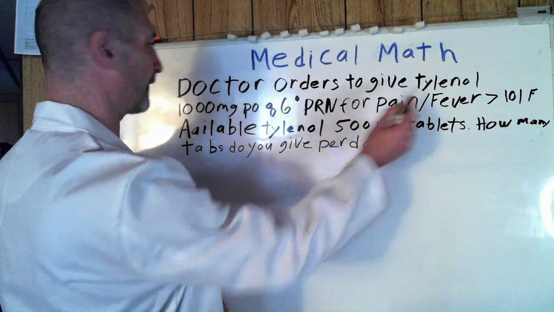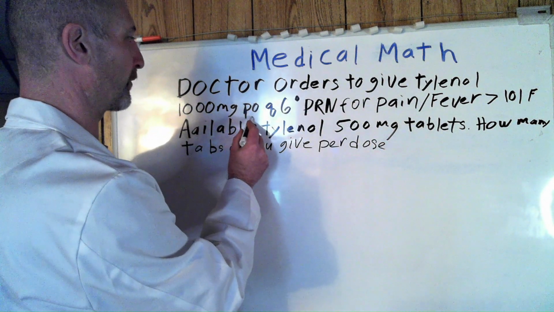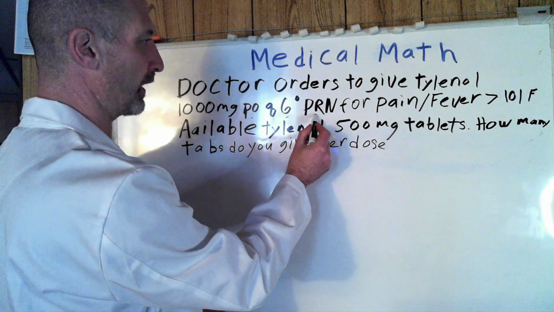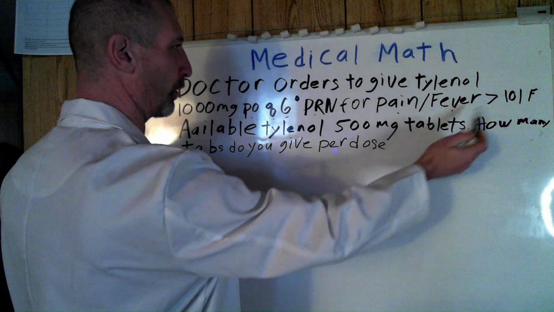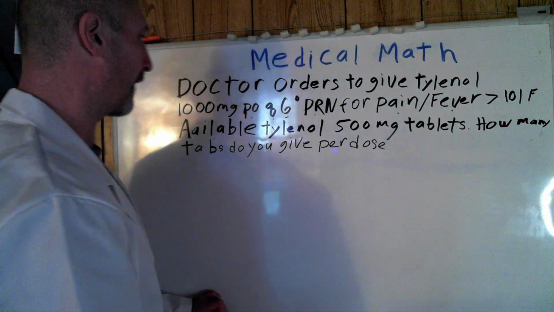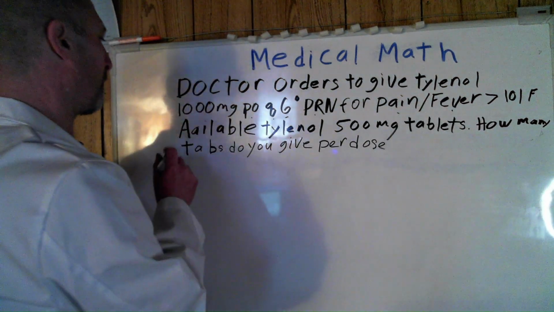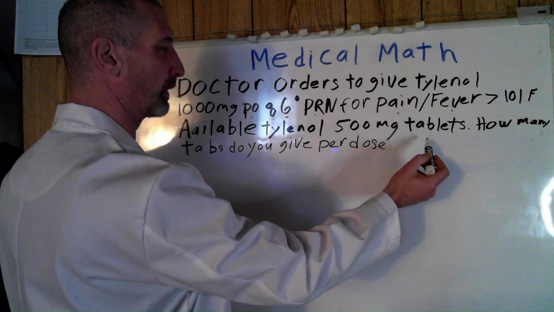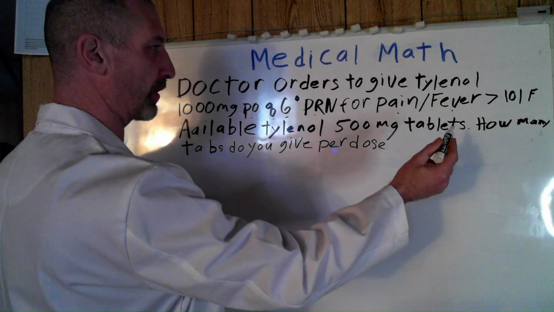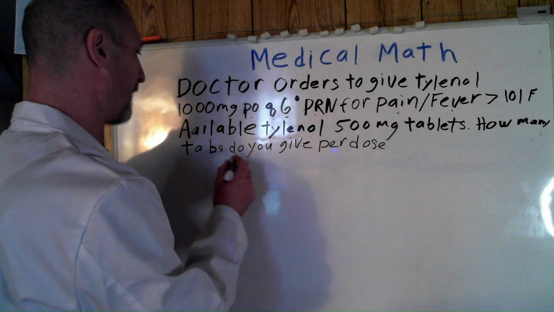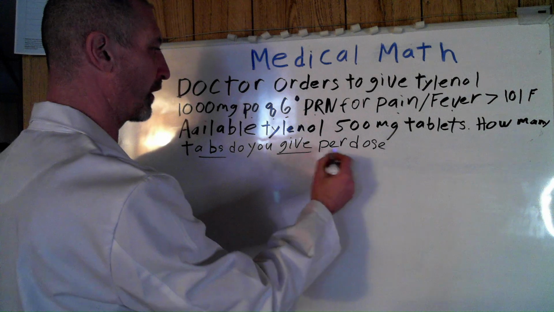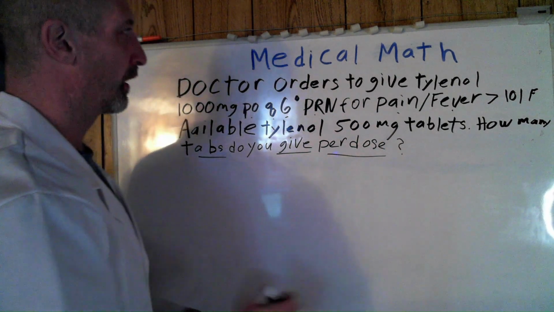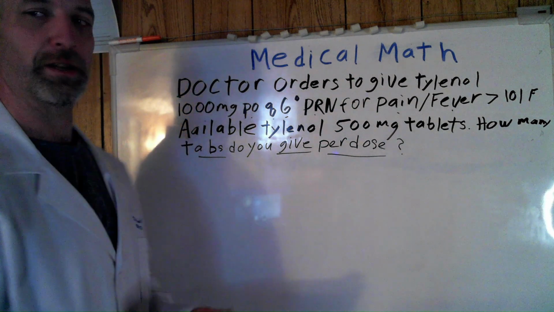Doctor orders to give Tylenol 1,000 milligrams PO every 6 hours as needed for pain and fever greater than 101 degrees Fahrenheit. What we have available is going to be Tylenol 500 milligram tablets. The question is actually asking you, how many tablets do you give per dose? All right, so we're going to need a formula.